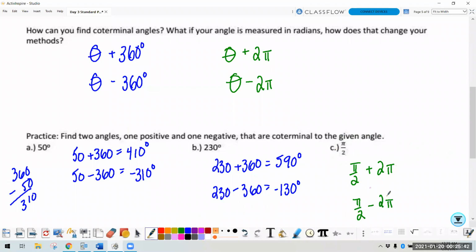We need a common denominator. I have a fraction and a non-fraction. So since the denominator is 2, multiply the numerator and denominator. So this gives us pi over 2 plus 4 pi over 2. And we get a coterminal angle of 5 pi over 2. Going to work the same way here. The next step is going to be subtraction. Negative 3 pi over 2.